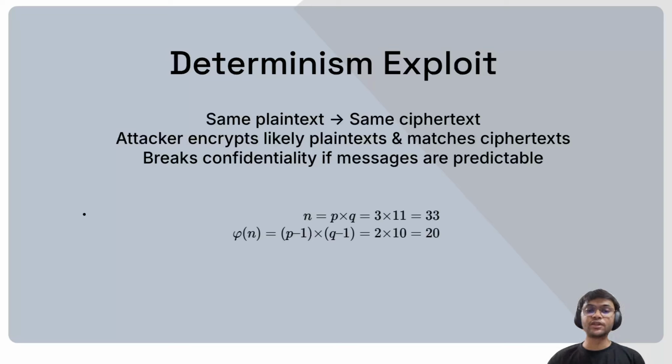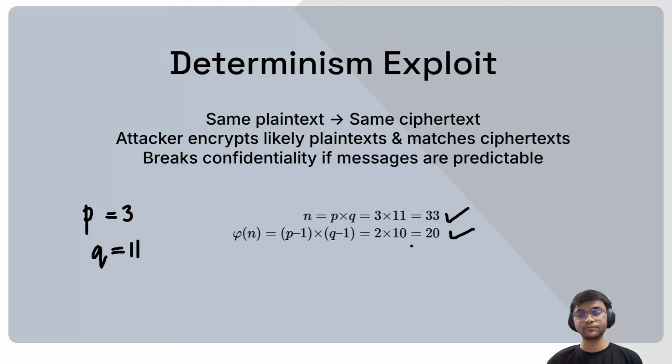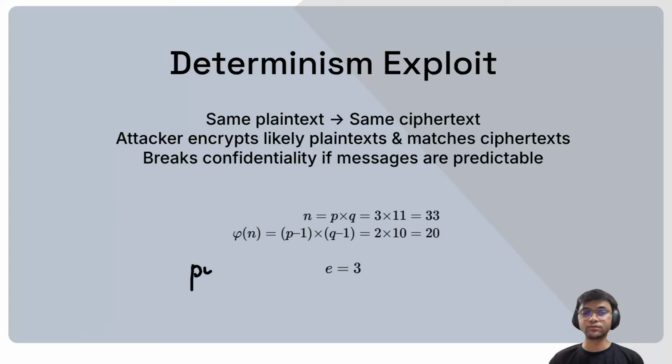In our example, we select the two large primes to be 3 and 11 respectively. We compute n, which turns out to be 33, and we compute phi n, which turns out to be 20. Now, we select the public exponent as 3. At this point, we have our public key pair. The public key is 33 and 3.